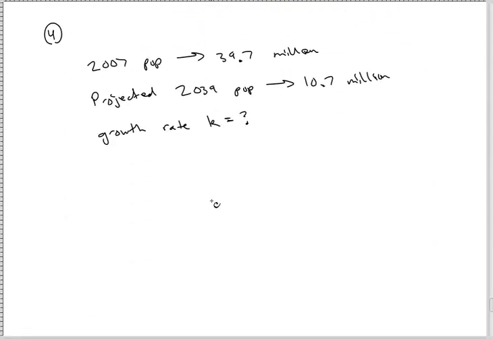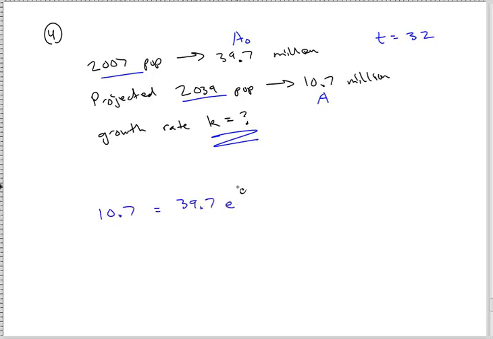Number 4. It says population in 2007 is this much. It's projected that we're going to have this much in 2039. What's the growth rate? So again, how much time are we talking here? I think it's 32 this time. But notice that they're wanting to solve for k. And so this is my final amount, my A, and this is my A naught. Again, my initial population, or P, or whatever you want to call it. So 10.7 is equal to 39.7 e to the k. I don't really know what k is, but I know time is 32. And then I solve for k.